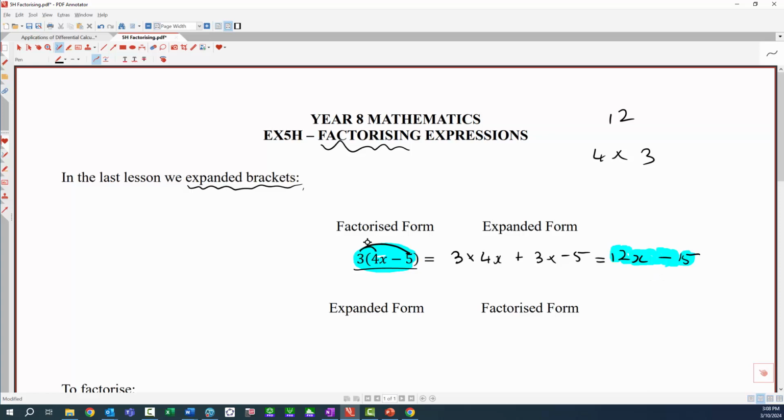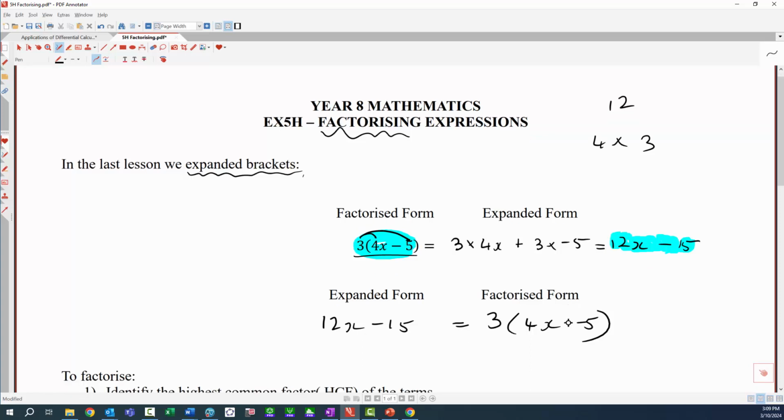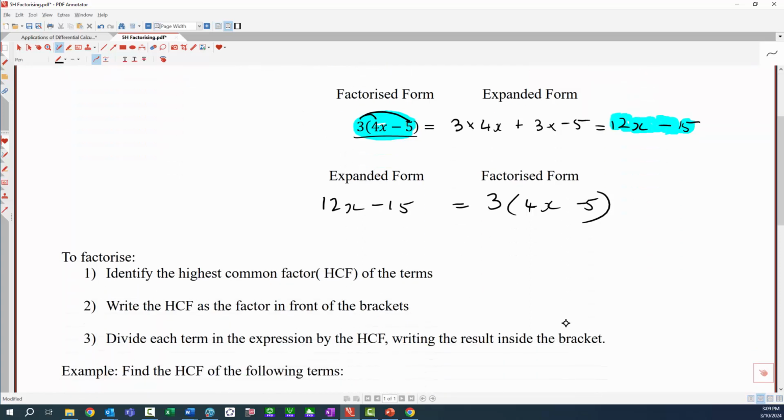So if this is factorized form and this is expanded form, then the reverse is basically true. So expanded form would be 12x take away 15, and that is exactly the same, or can be written in factored form as 3(4x - 5). So again, to remind you, in last lesson we were taking this and turning it into this. So this lesson, what we're going to be doing is taking an expanded form and turning it into factorized form.